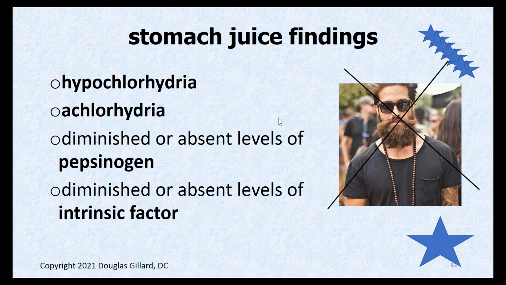But if it's a type 3 attack, where the parietal cells are destroyed, then you'll have hypochlorhydria or achlorhydria, meaning no hydrochloric acid or low hydrochloric acid. Then your pepsin, from collateral damage, you'll have lack of pepsinogen as well. And diminished intrinsic factor as well, because intrinsic factor also comes out of the parietal cell. So basically no more hipster.